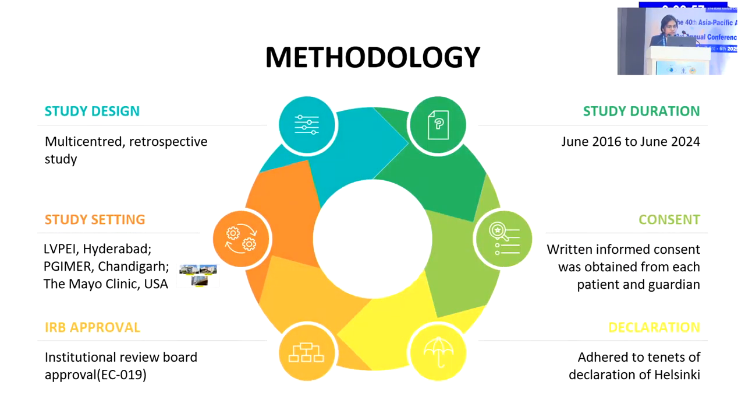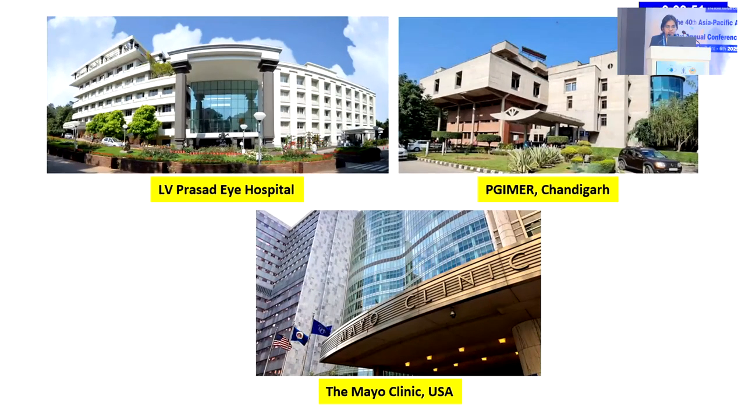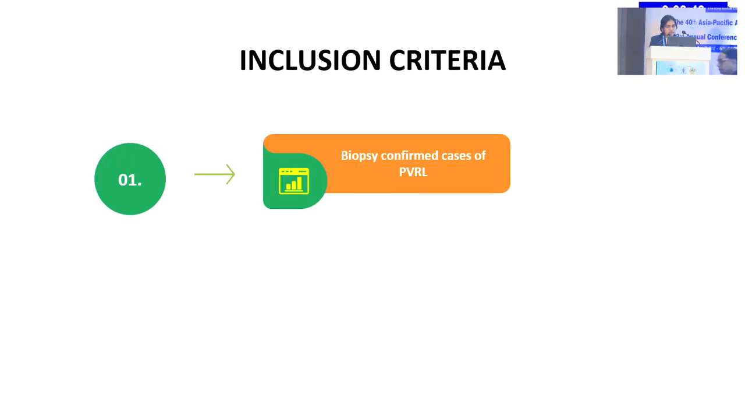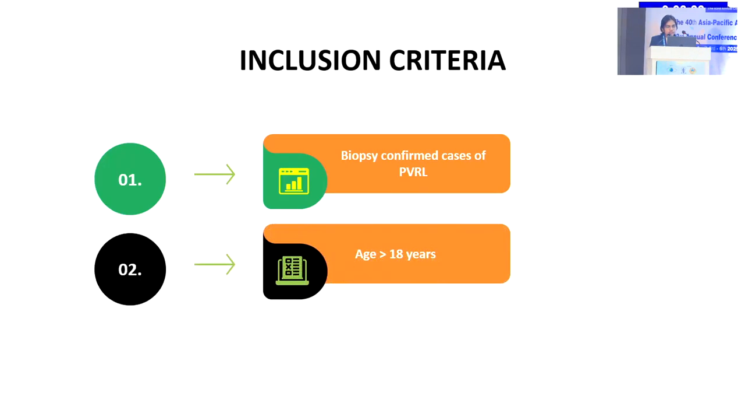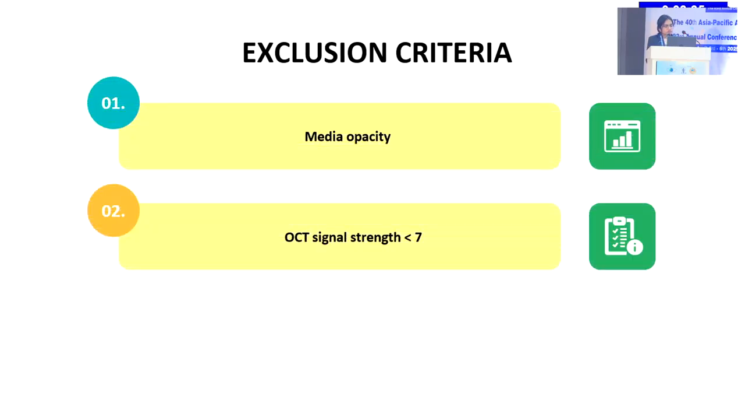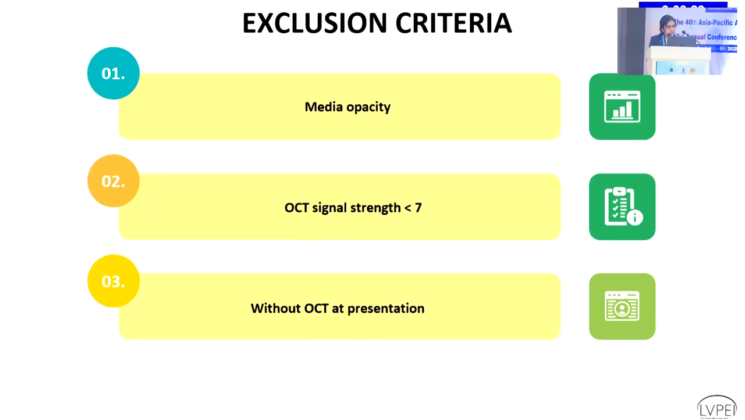It was a multi-centered retrospective study done over a period of 8 years at 3 centers, that is LV Prasad Eye Hospital, PGIMER Chandigarh, and the Mayo Clinic, USA. The inclusion criteria were patients having biopsy confirmed cases of PVRL, age more than 18 years. The exclusion criteria were patients having media opacity, OCT signal strength of less than 7, and patients having no baseline OCT at the time of presentation.